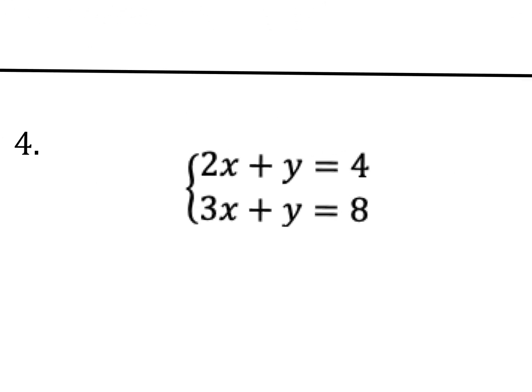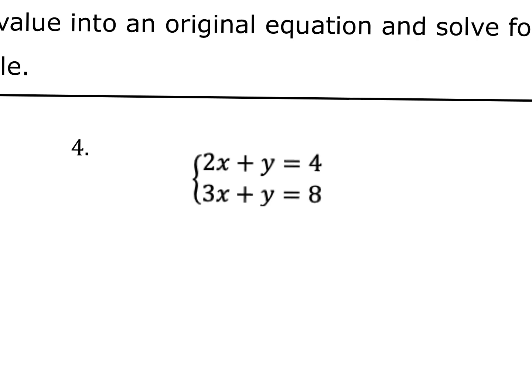Okay, I'm looking at the same thing. I have 2x plus y equals 4 and 3x plus y equals 8. When I look at both of those, I know I have 1y right here and 1y right here, but they're both positive, so we can't cancel them out. So I'm going to take this whole top thing, so all of this, and I'm going to multiply it by a negative 1. That will make that positive 1y a negative 1y.